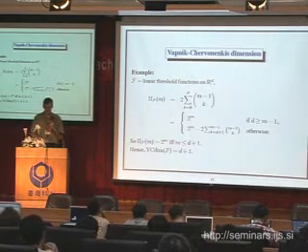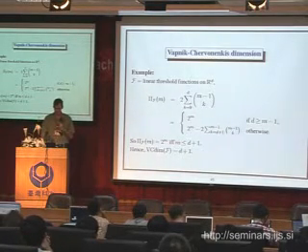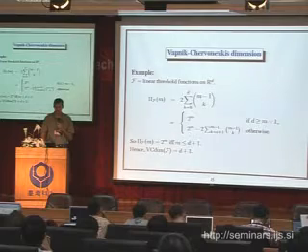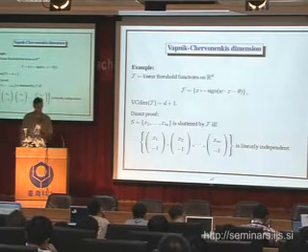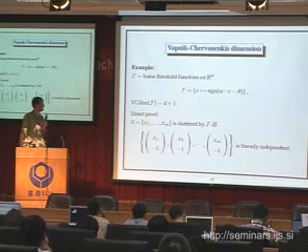So d plus 1 here is 3. We can shatter a set of size 3. We can't shatter any set of size 4, because we can't get all 2 to the 4, which is 16, dichotomies.